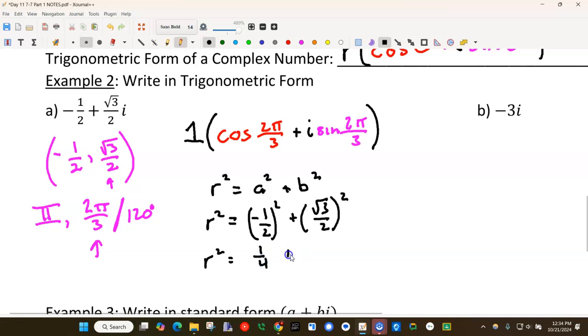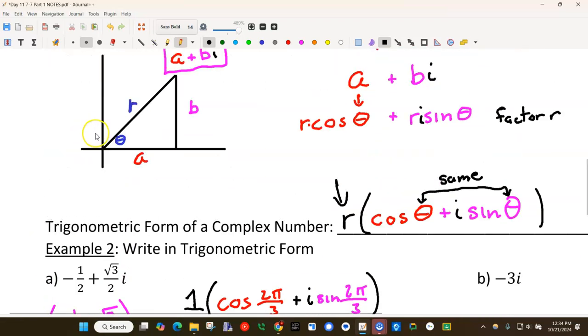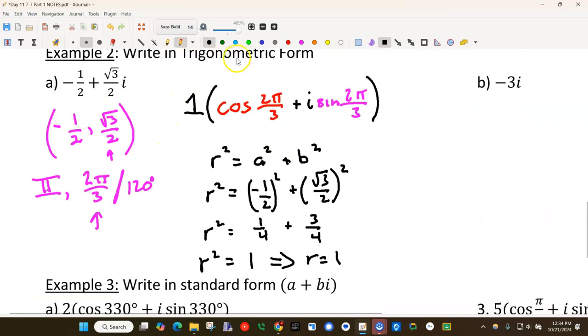1/4 plus 3/4, so r squared would be 1, and therefore r is equal to 1. So you can always solve for the radius manually if you forgot or you're not quite sure. The angle, what if you forget about the angle? If you don't remember that, you could do rise over run. If we plotted this out, we have this theta we're trying to find, and we have the rise, which is the b. We have the run. So rise over run, you can use arctangent, and you can get the angle. So that's another way of doing it.